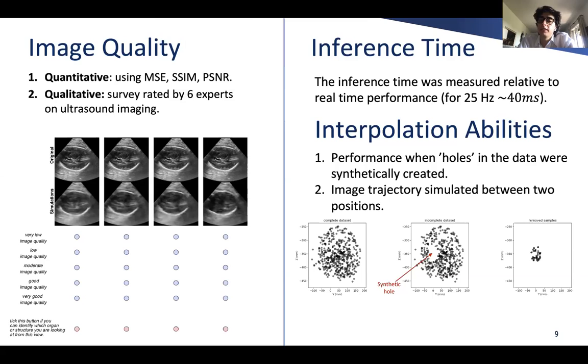We then measured the inference time of each architecture to ensure that they were able to perform within real-time constraints. And we tested interpolation abilities, firstly generating a synthetic hole in the data, creating an incomplete dataset, which is portrayed in the picture. We then retrained every model on this incomplete dataset and measured the performance drop inside the synthetic hole. We then also simulated images along the test trajectory to evaluate how closely each model could resemble the original trajectory. Before looking at the results of such experiments, let's look at some examples of ultrasound images simulated by each model.